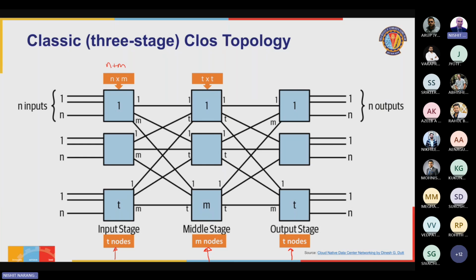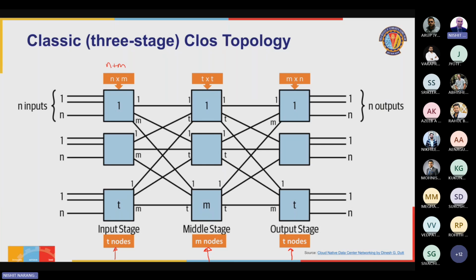We assume that the middle stage is a T cross T switch. So there are T incoming ports, T outgoing ports. And then the output stage is the reverse of the input stage. It's an M cross N. Right? So once again, it can connect to N outputs and can take in M inputs.